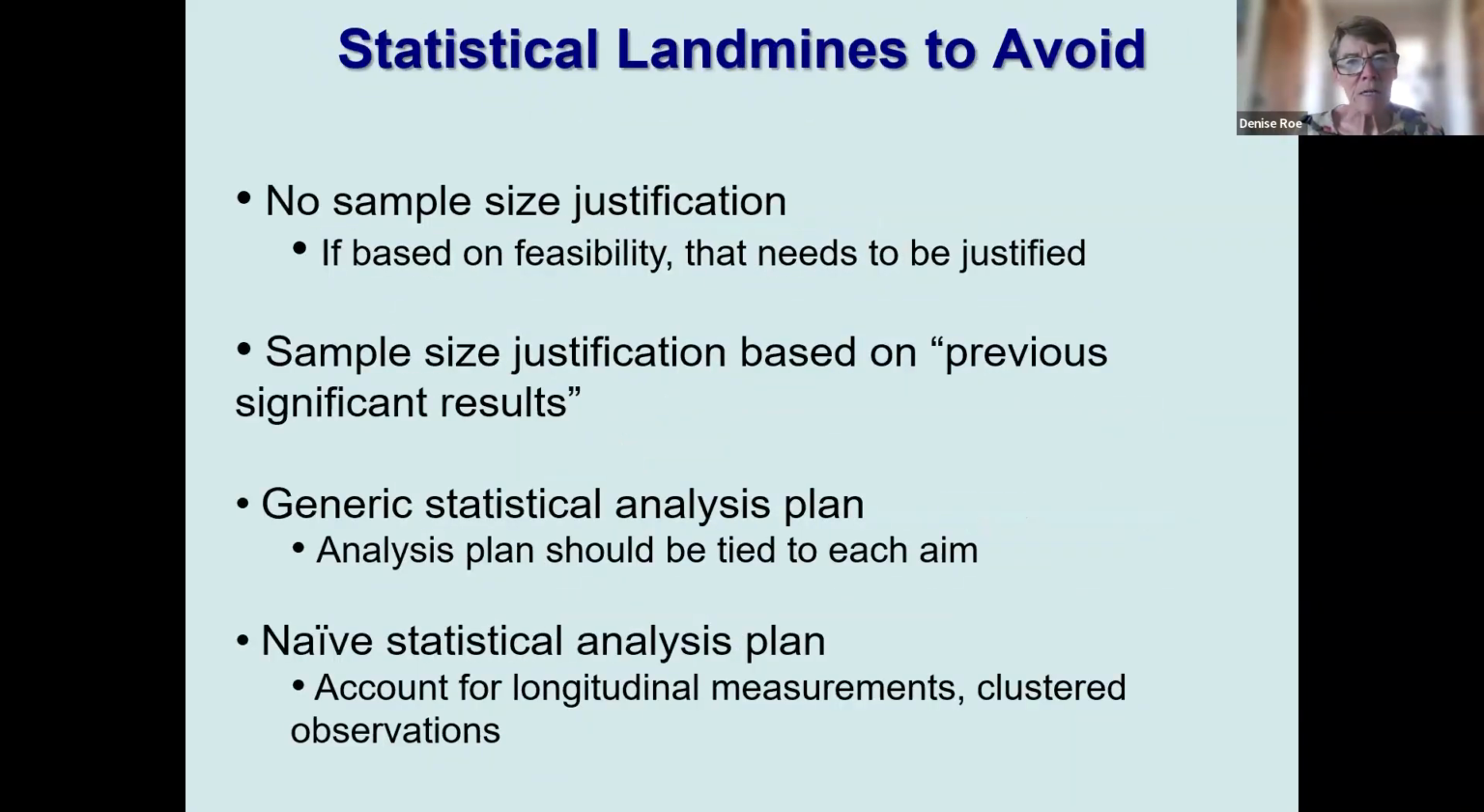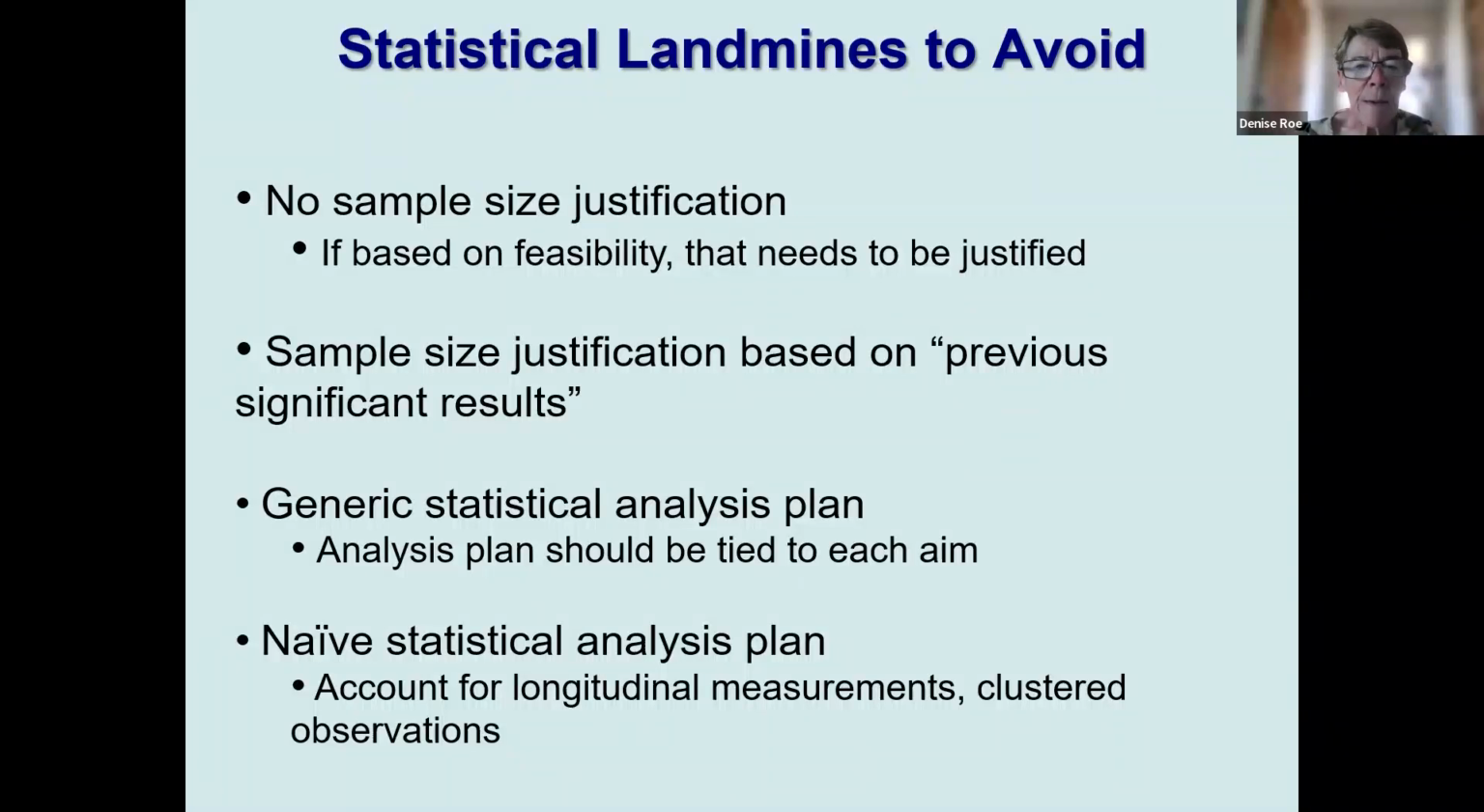So what are the statistical landmines to avoid? These are things that if you have them, your grant will almost never be funded. If you don't have a sample size justification, usually you will not be able to get a grant funded. And if you say it's just based on feasibility, which means budget, you need to clearly justify that you'll still be able to identify an effect that's meaningful from a clinical or public health perspective.